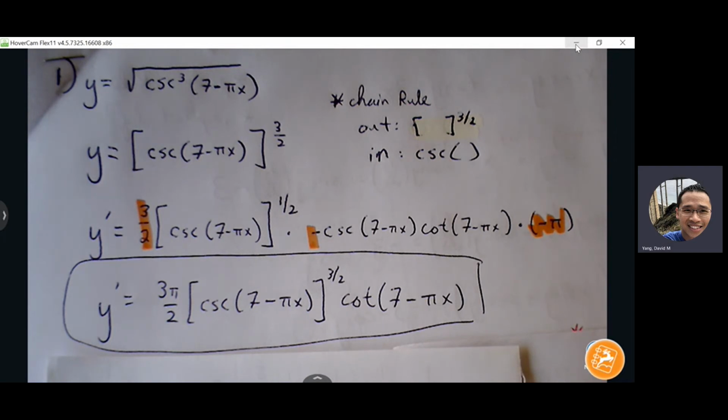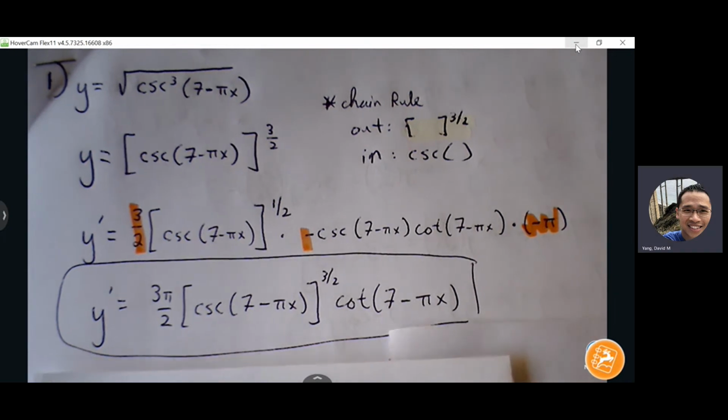All these are being multiplied, so I can rearrange however I want, right? It's just that what's inside the trig function has to stay intact. We can't touch those, but anything outside the trig function, we can push it all together. Right? Okay, any questions with 1? Are you okay with 1? Okay, number 2.